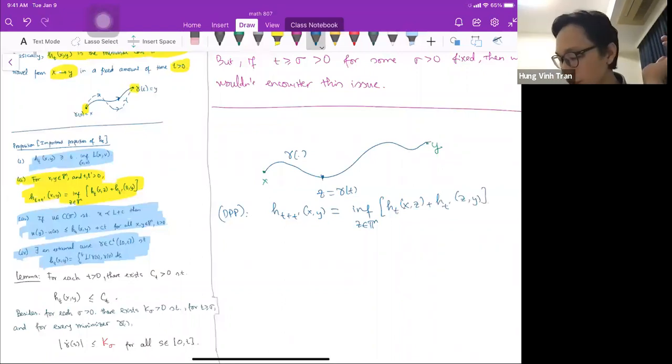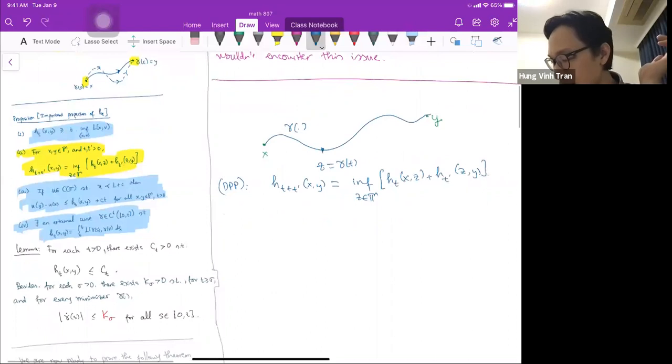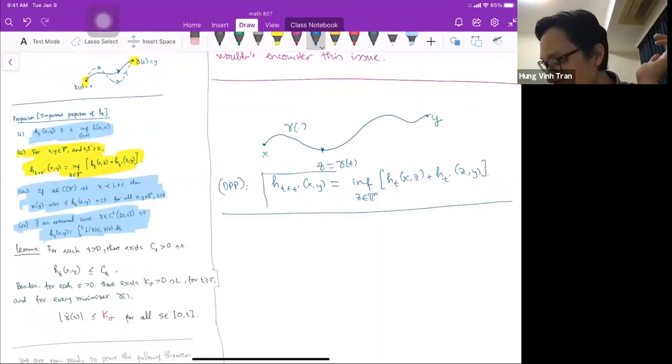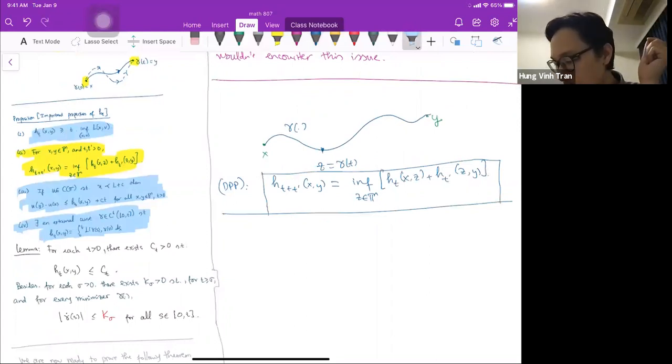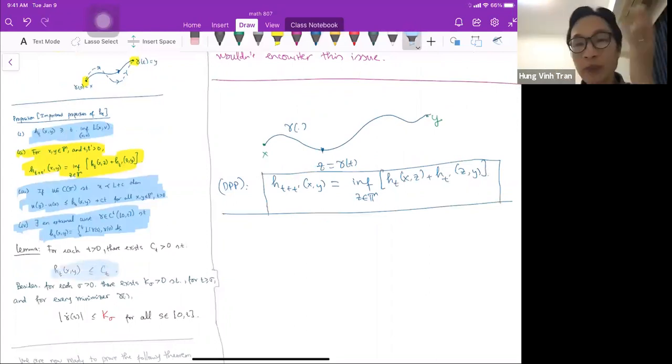Okay. So that's the first point, and I would say this is one of the important points. It's a new point that we would need to use today. The second point that is also of interest, that we prove, is the lemma, right? We say HT is bounded from above by some constant CT. That's not a big deal.